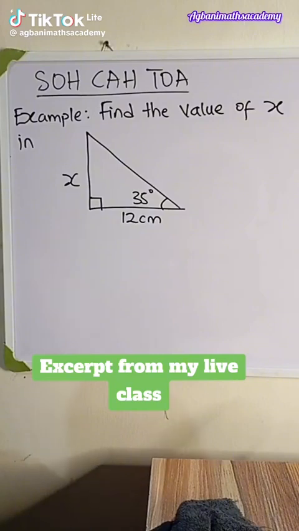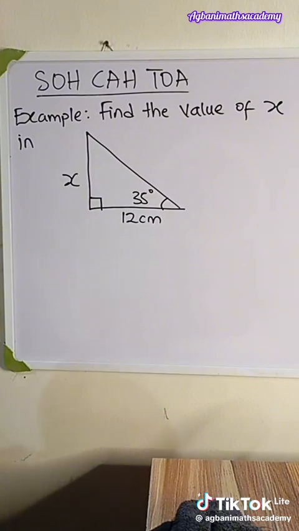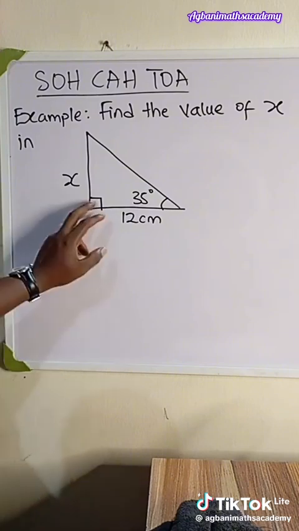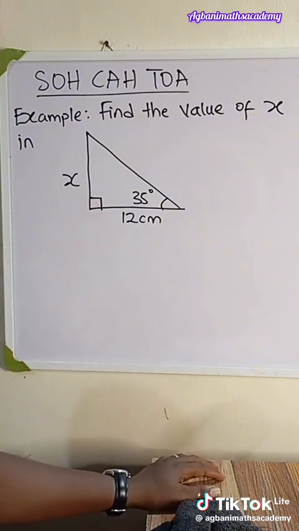So here we are expected to find the value of x in that right angle triangle. Remember, we need to confirm that it is a right angle triangle. How do we confirm it? First, one of the angles must be 90 degrees, right? So since this is 90 degrees, we know that this is a right angle triangle, okay?